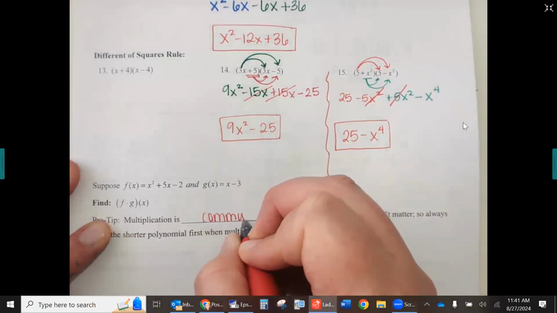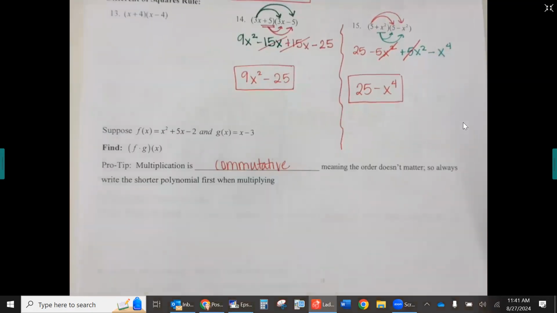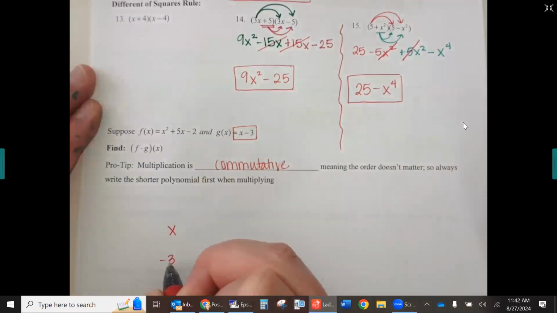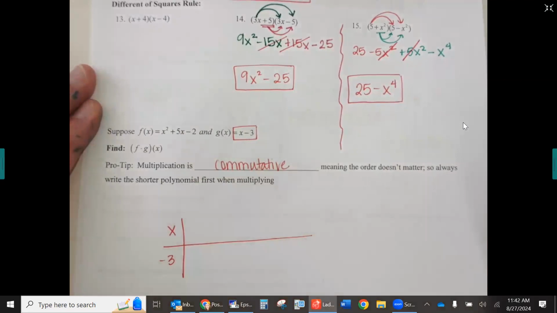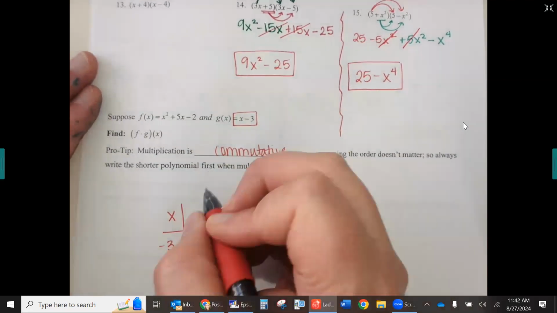And here's what that means. If you have to multiply something long by something short, you can put the shorter one in front and the longer one in the back. Now, for this size, I would probably do box method. So will you go ahead and just show me that you know how to set it up? We're going to put x minus 3 down the side, and then we're going to put x squared plus 5x minus 2 across the top.